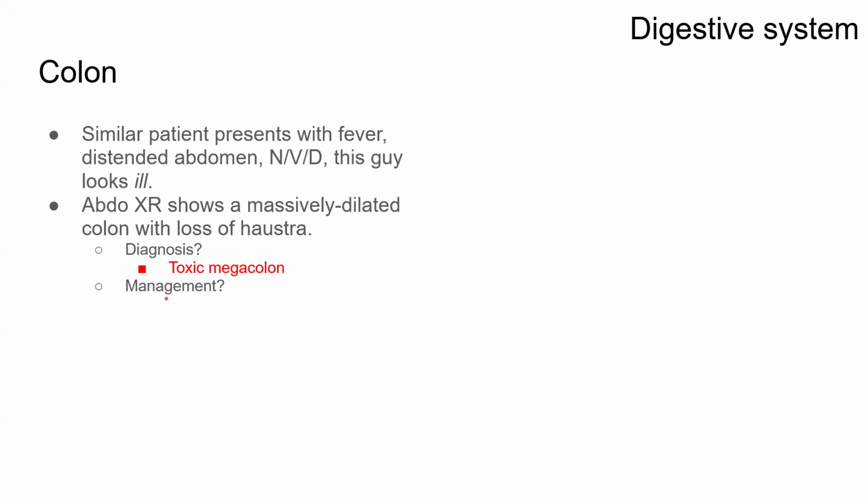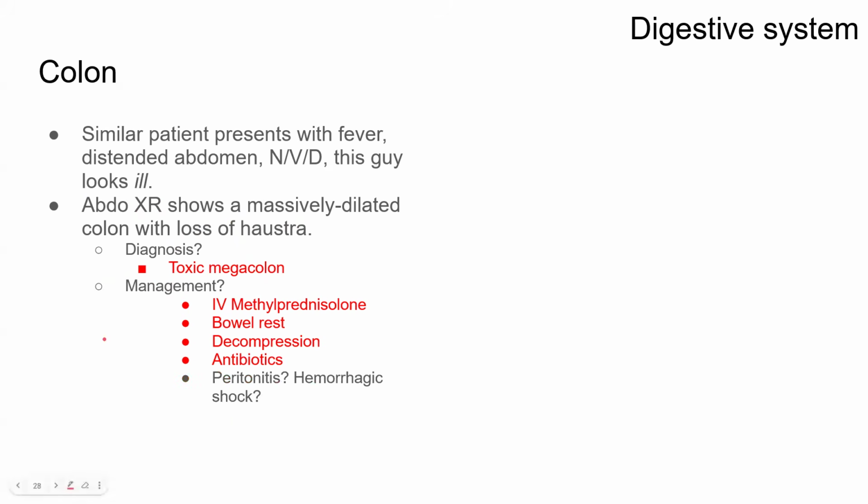The management of this case, UC, toxic megacolon, as I said before, this is severe. So you give them IV methylprednisolone, you give bowel rest, like NPO and so forth. And then you need to decompress it, right? Because it's super distended, you need to decompress it. And because they're febrile, it might be infected, so you give antibiotics. Let's say, for example, a similar patient comes in and you do an abdominal exam and they're peritonitic, right?